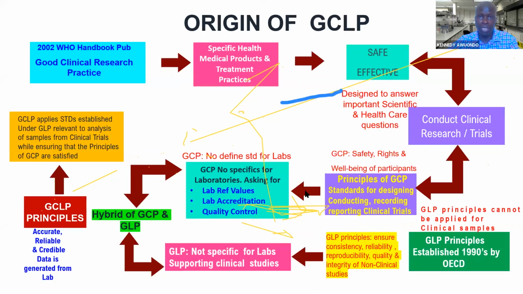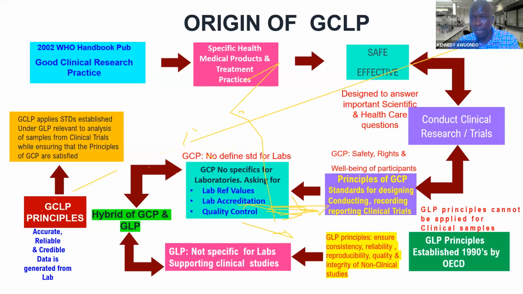Now let's talk briefly about the origin of GCLP. Because this involves, apart from the quality management system, you also need to discuss GCLP briefly. If we step back to the year 2002, WHO published a handbook for good clinical research practice. In this book, they said that for specific health medical products and treatment practices to be put into use, they must be safe and effective. Safe and effective is the key word.